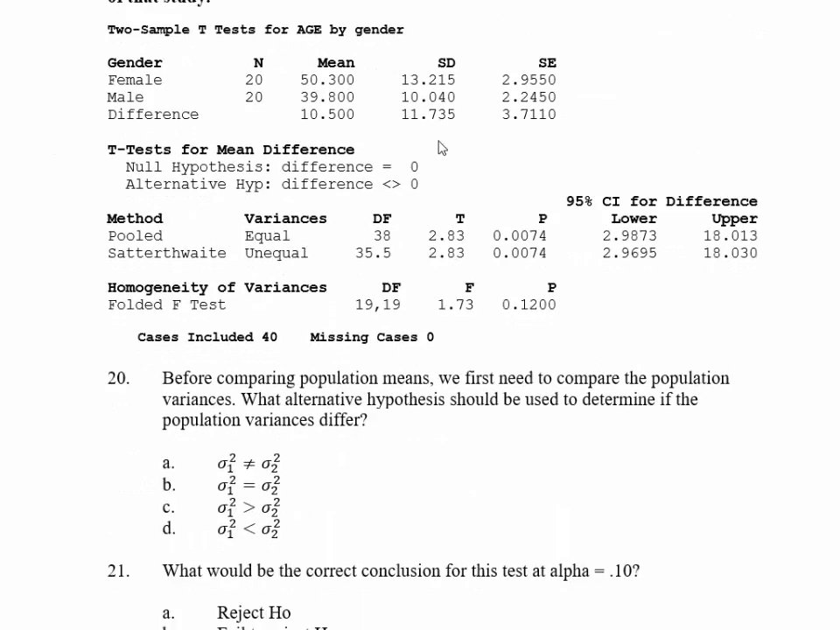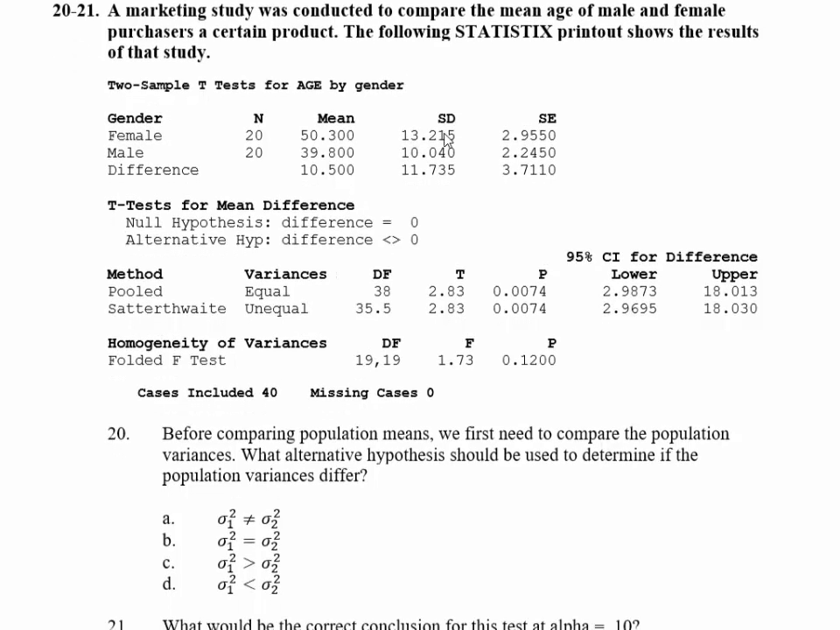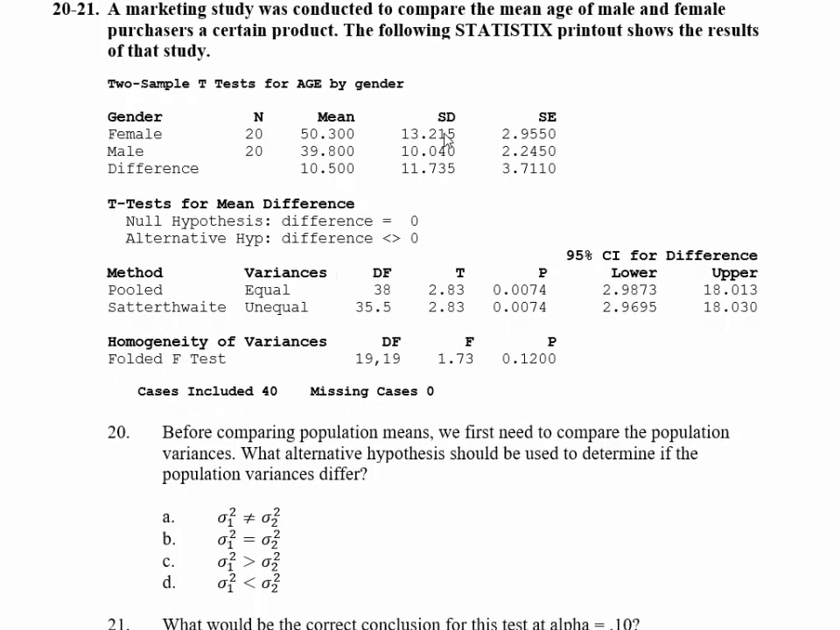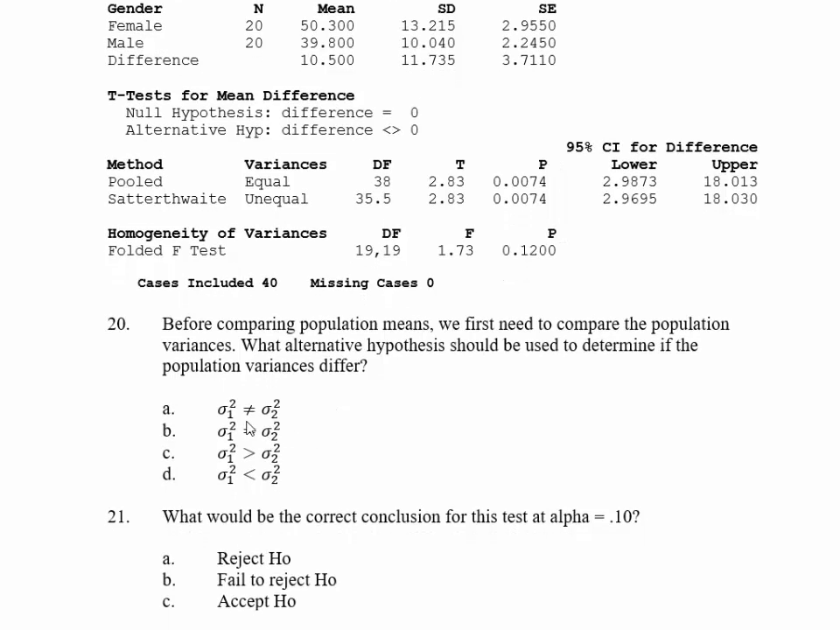All right, continuing on, 20 and 21, let's compare some variances. So this is the printout from earlier, but I decided to throw a couple variance questions on the practice exam as well. When you're comparing population means, we first need to compare the variances. What alternative hypothesis should be used to determine if the population variances differ? If you're testing to see if they differ, we're going to do a not equal to. The null hypothesis would say that they're equal, but because I asked for the alternative hypothesis, we're going to say they're not equal.